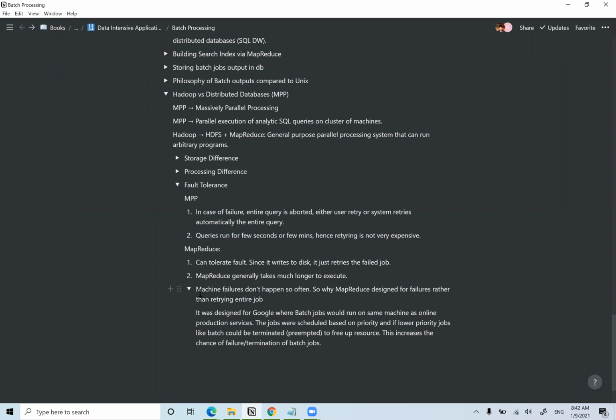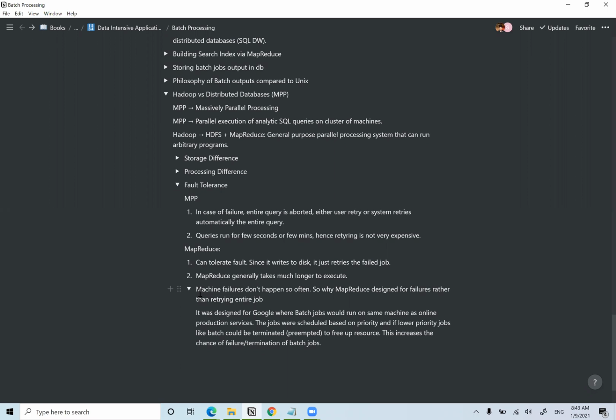So they wanted to make the best use of their machines, because anyway the machines are running, taking up electricity and all those resources. So their fundamental goal was to run those batch jobs on those online production machines, where the online services will have higher priority and the batch jobs will have lower priority. So if an online request comes in with higher priority, then these batch jobs will be terminated, killed, and that high priority thing will be done.